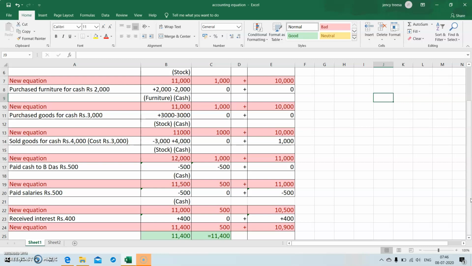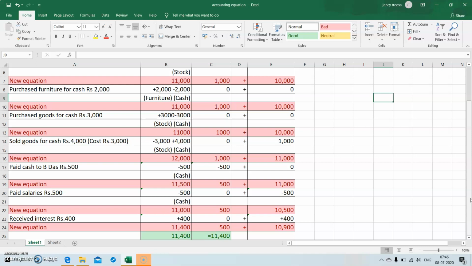Received interest, rupees 400. You received interest. That means cash will increase. 400 will increase under cash. And it's an income, no? So it will be added to capital. So plus 400. The new equation is 11,000 plus 400, 11,400. 500 is the same. Liabilities is the same. And capital is 10,500 plus 400, 10,900. And the final equation.